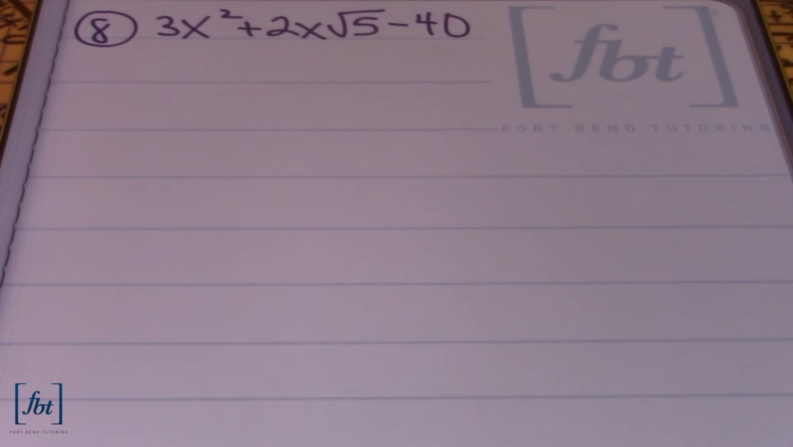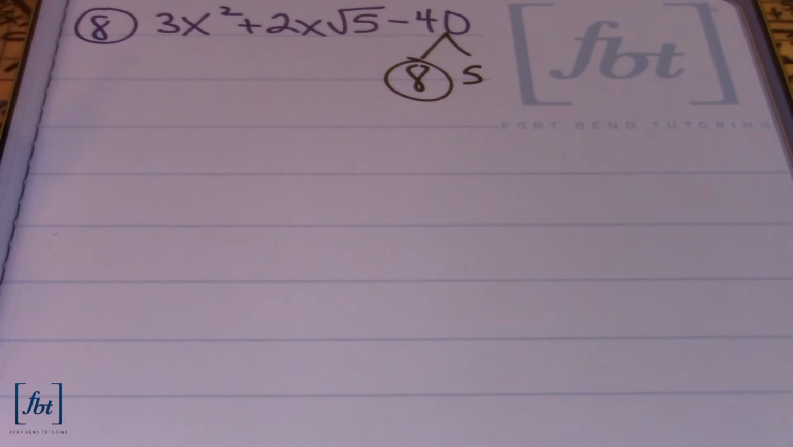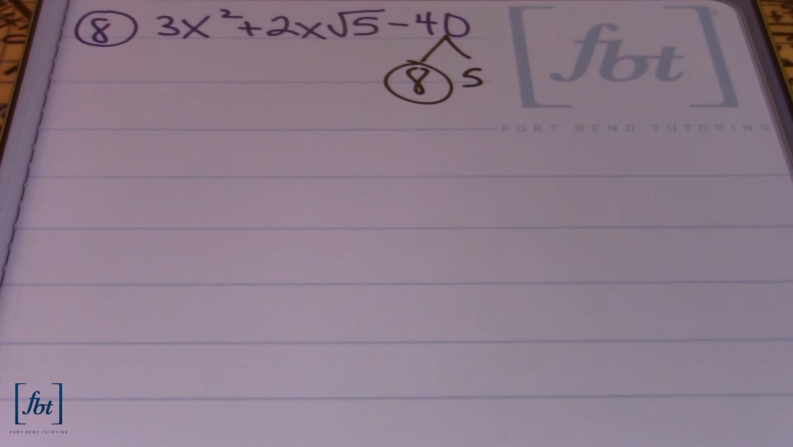Okay, let's move on. In problem number 8, we have the following problem. We have 3x squared plus 2x times the square root of 5 minus 40. Once again, they're showing us that they have a square root of 5 as a factor. So remember, that will eventually be squared because we have an integral third term. Being as though our third term is an integer, they'll square the square root of 5 to get a 5. So we're going to break this up into 8 times 5. So it's the 8 that we should focus on in our factoring process, okay?